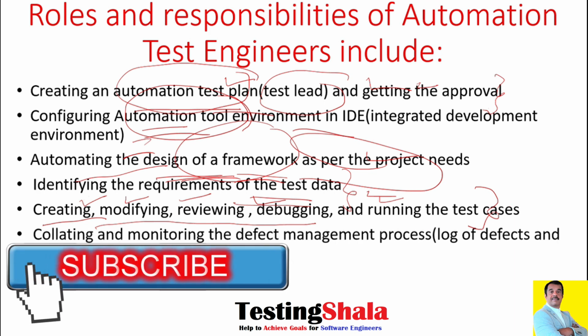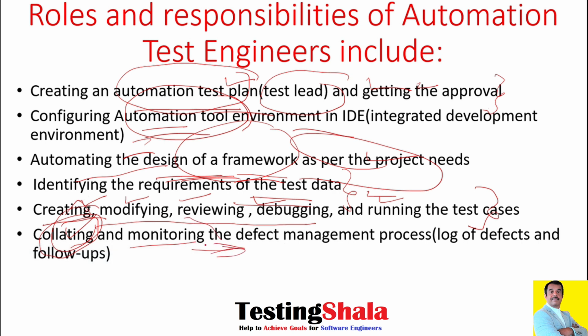Once test executions are done, you should be able to collect all the results, and assess and monitor them. If there are any issues, the defects should be logged by the automation tester, and it also requires follow-ups with the development team or test lead, so that all these important defects will be fixed and the automation team can proceed further.